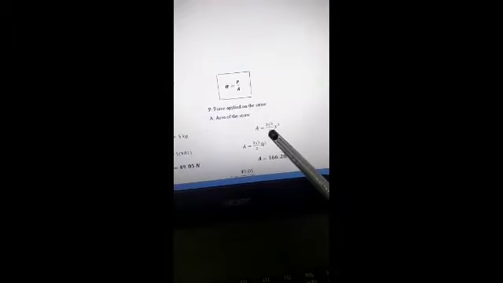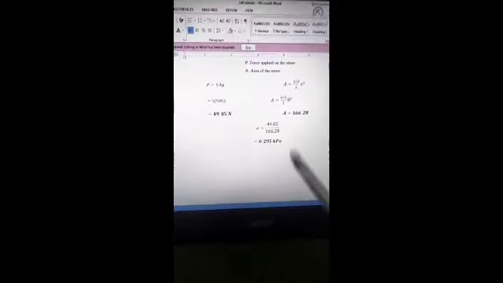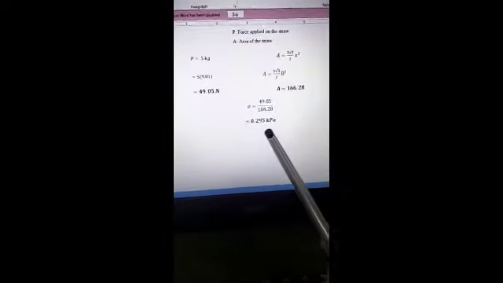our model use a hexagon area. So this is the area for the hexagons. So the answer is 166.28. Alright, then the stress is the force applied on the straw and divide by area of the straw. So the answer is 0.295 kilopascal.